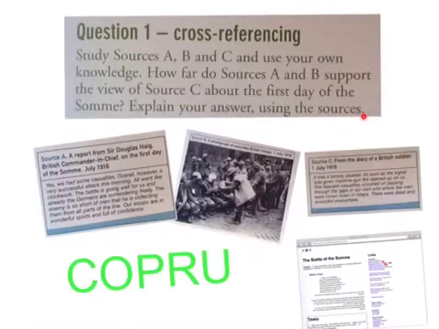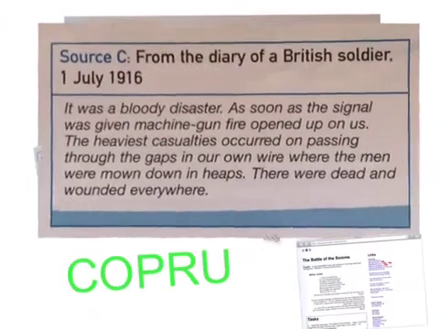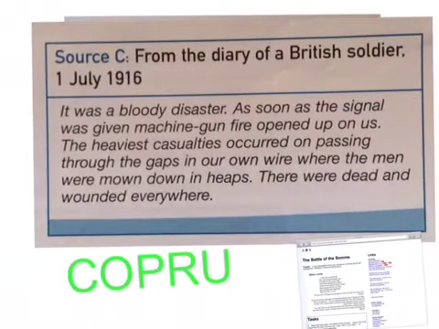Now, this is slightly different to the other cross-referencing question you've done, because the view it's asking you to judge the sources against is actually in source C. So the first thing we need to do is look at source C. So let's have a look at it. So let's look at the origin. This is from the diary of a British soldier on the 1st of July.